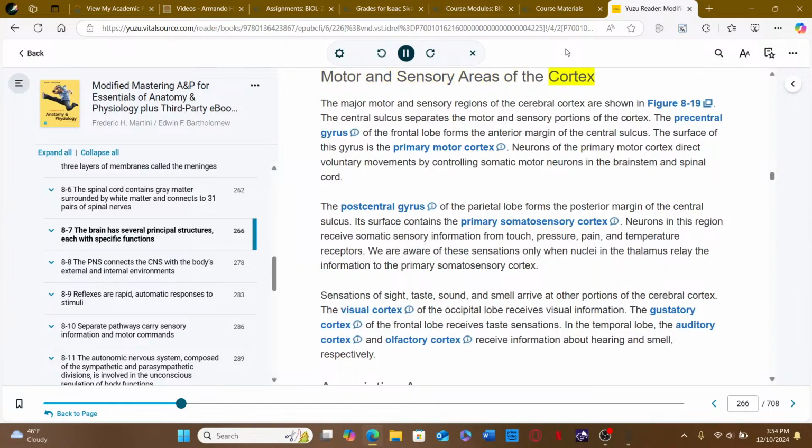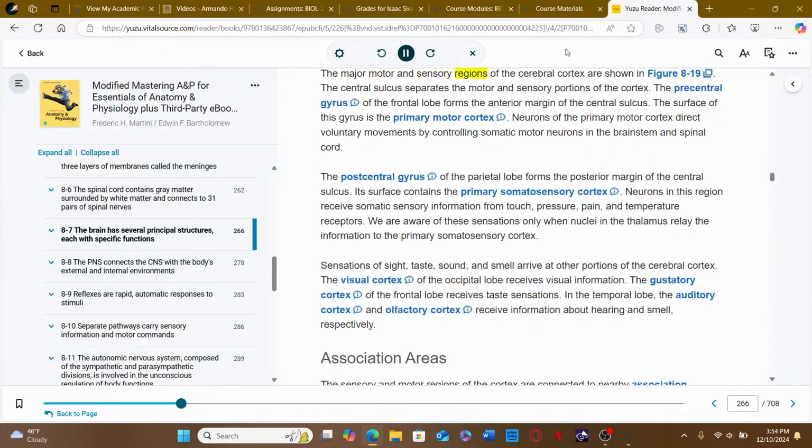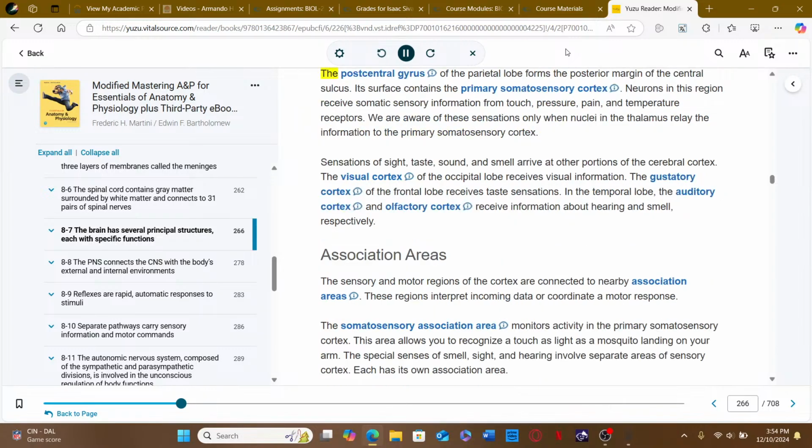Motor and sensory areas of the cortex. The major motor and sensory regions of the cerebral cortex are shown in Figure 8-19. The central sulcus separates the motor and sensory portions of the cortex. The precentral gyrus of the frontal lobe forms the anterior margin of the central sulcus. The surface of this gyrus is the primary motor cortex. Neurons of the primary motor cortex direct voluntary movements by controlling somatic motor neurons in the brainstem and spinal cord.